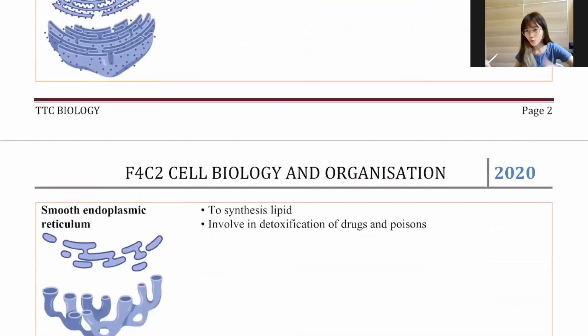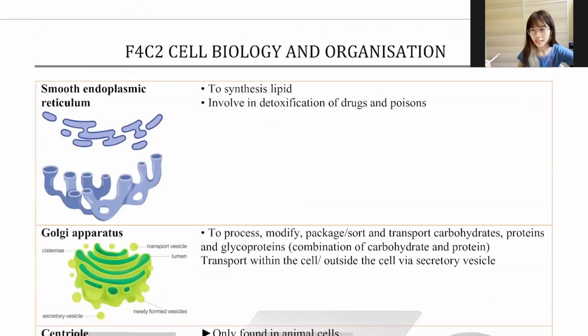Before we go to the Golgi apparatus, let's look at the smooth ER first. Why is it called a smooth ER? Because it has nothing on top. It's smooth. What is its function? It is used to synthesize lipid. As I mentioned, synthesize means produce. Lipid is fats. It is also involved in detoxification of drugs.